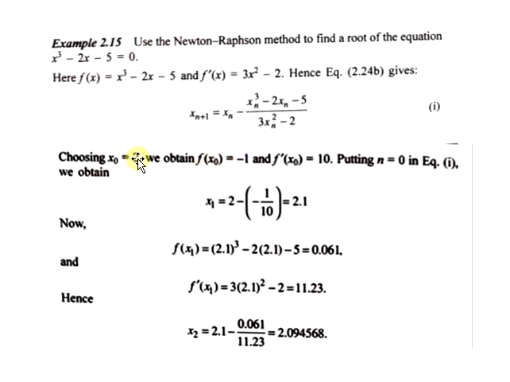So f of x0, if you substitute 2 here, you will get minus 1, and f dash x0 you will get 10. Then x1 is x0 minus f of x0 by f dash x0, which is equal to 2.1. Now you take f of x1 and it will be 0.061, and f dash x1, substitute x equal to 2.1 here, you will get 11.23. Now x2 is x1 minus f of x1 by f dash x1, it is 2.0945, which is the root of this equation.